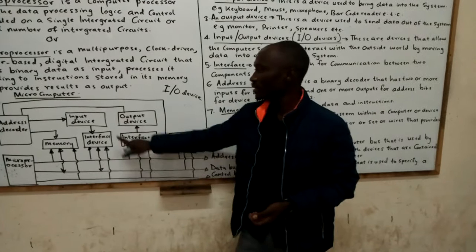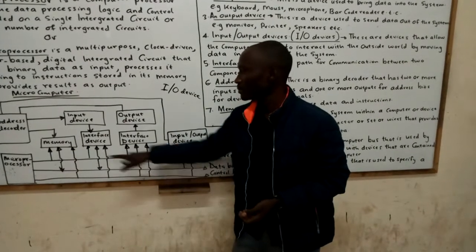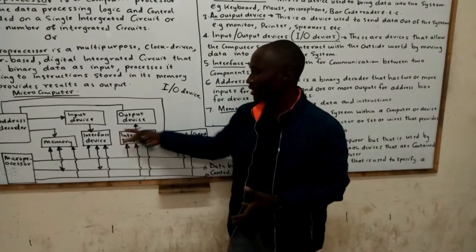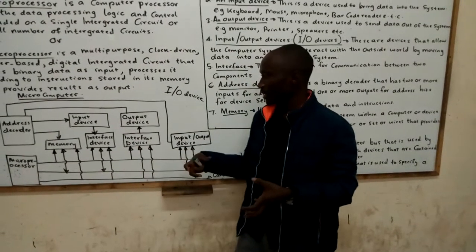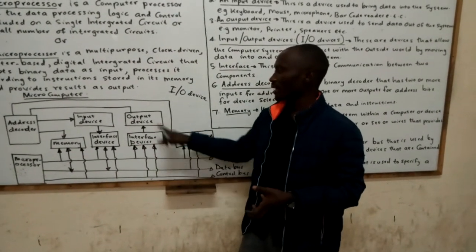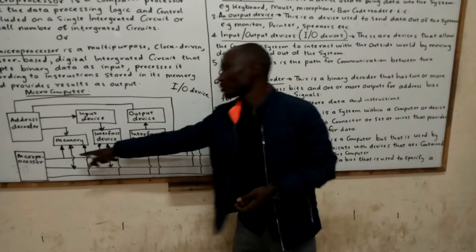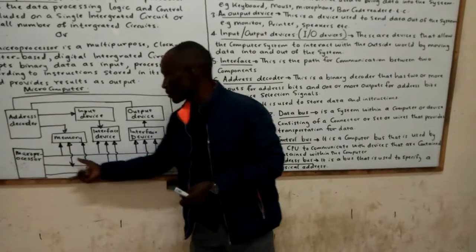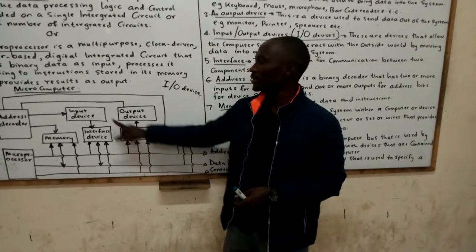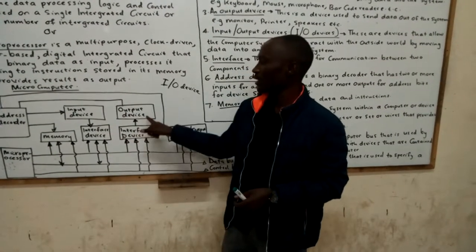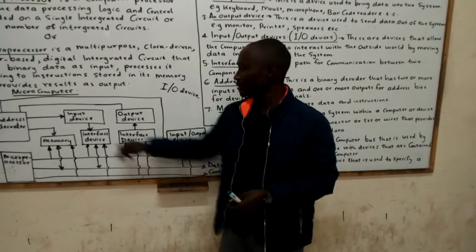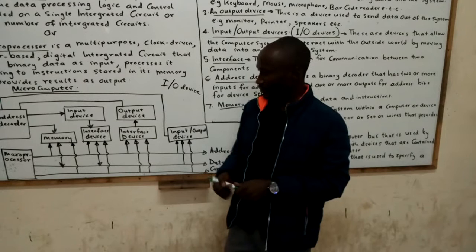And as you can see, the input and output devices are connected to the microprocessor using the interface, because we said that the interface connects two components together. We have this other interface which connects output devices and the microprocessor also. So once those signals have been released from the microprocessor, they are taken to the input interface and to the output interface, having been interconnected by these interfacing devices.